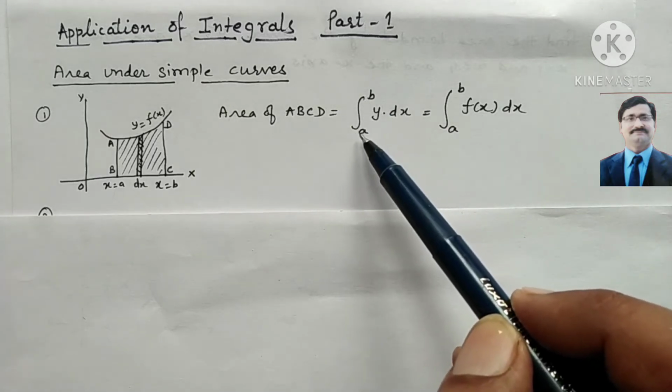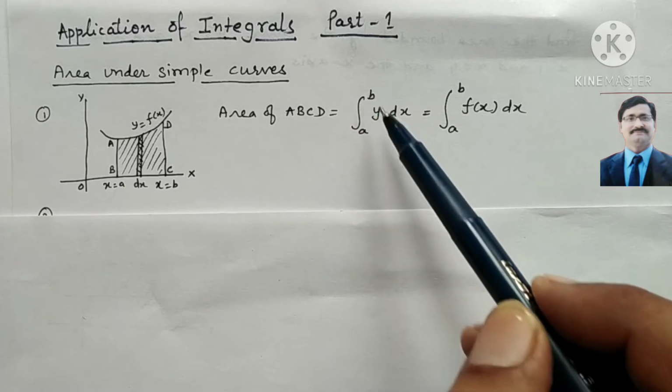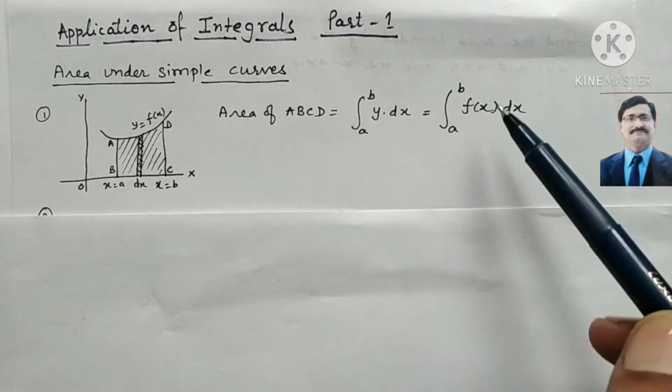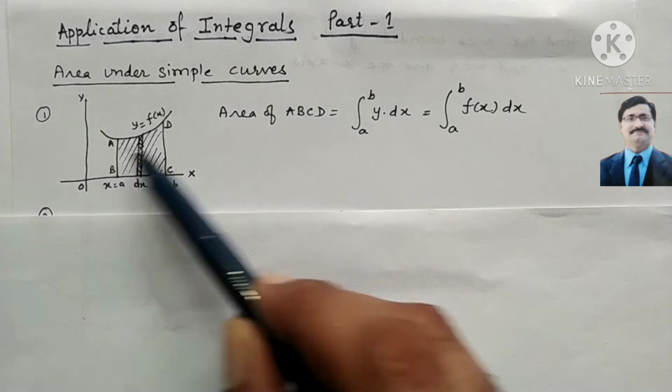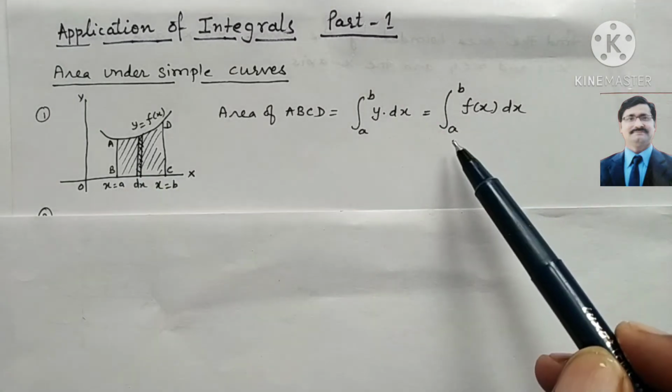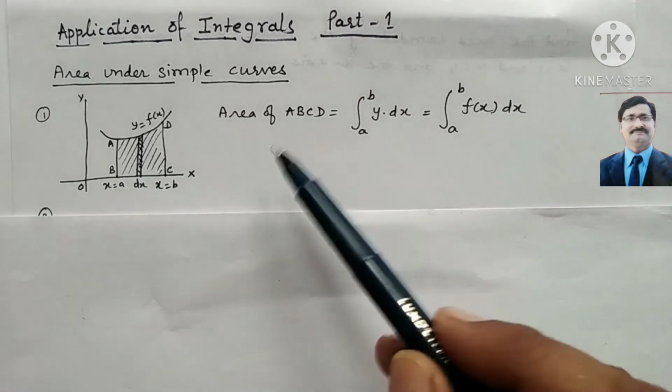So here this is the integral, we can write a to b, dx, and y is f(x). So this is the area of the shaded region, integral a to b f(x) dx. Okay, this is the simple format we have.